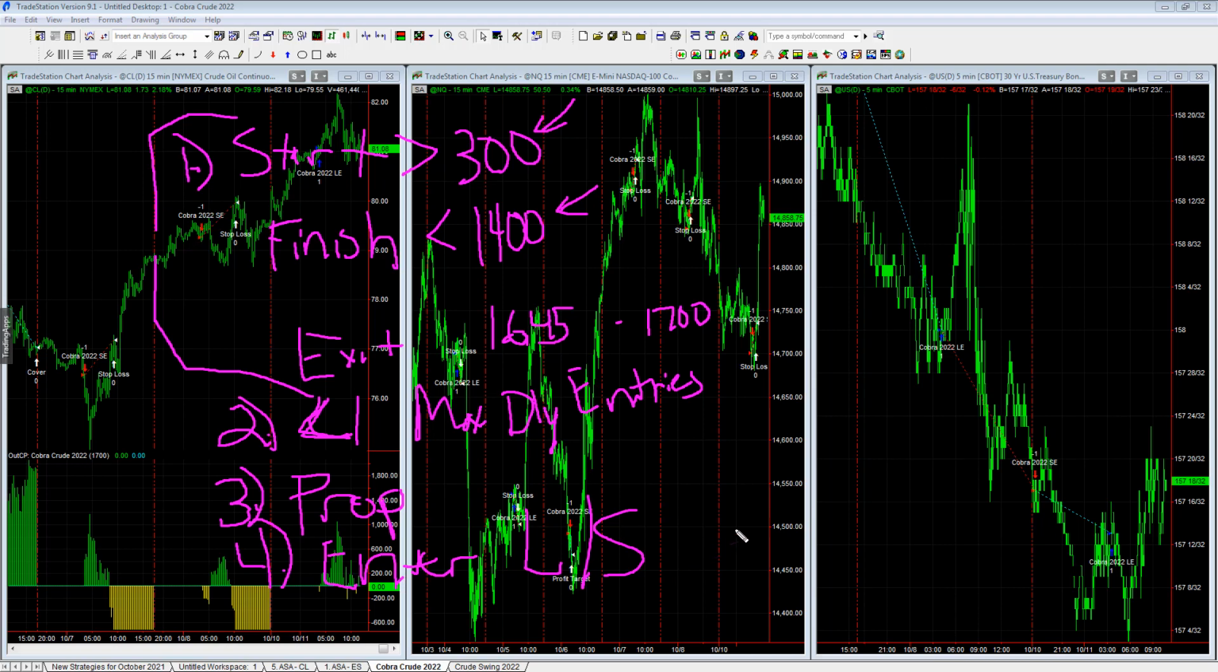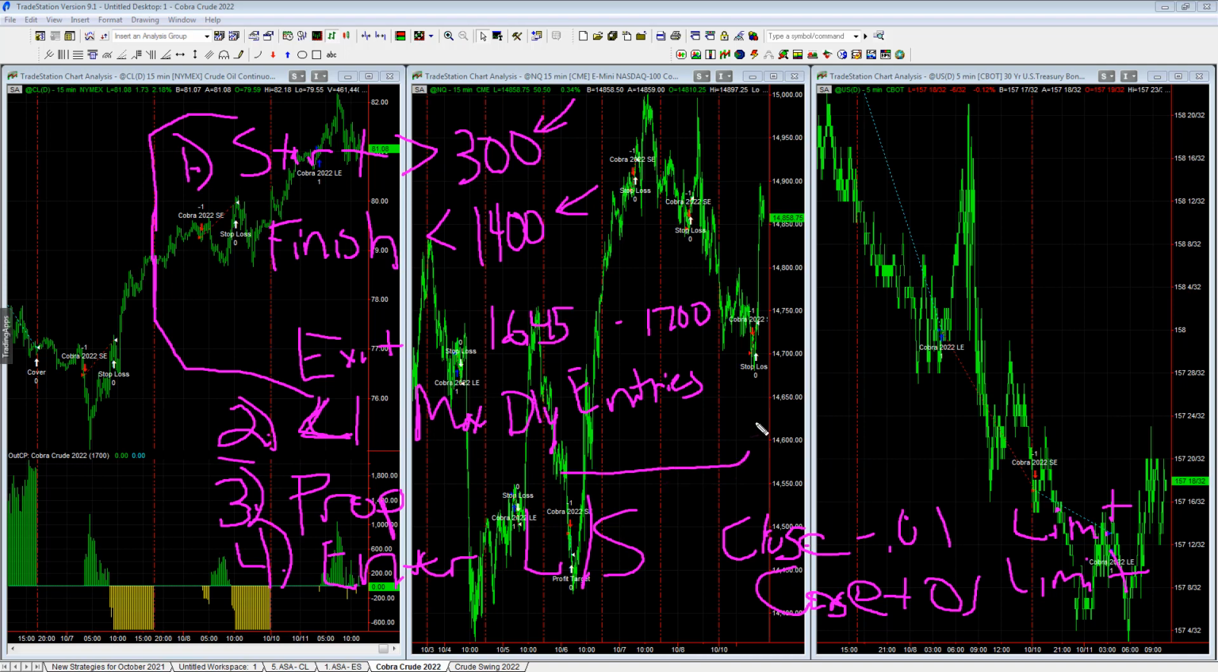Enter long and shorts. Longs, buy at the close on a limit minus 0.01 for crude oil. On the shorts, you do close plus 0.01, which is basically one tick in crude oil on a limit order. Now I have other parameters in this. I have a monthly stop loss, but that is set to false by default. You could use that if you wanted. And the max daily entries is based on midnight to midnight, not session to session.